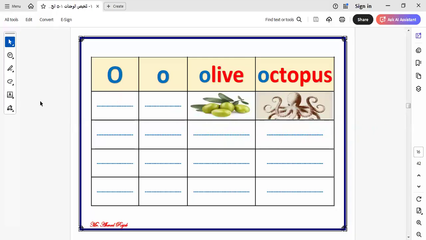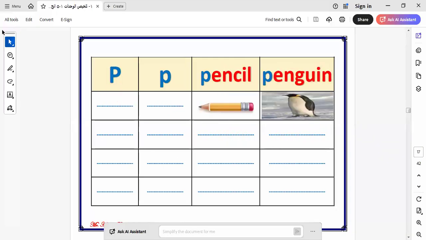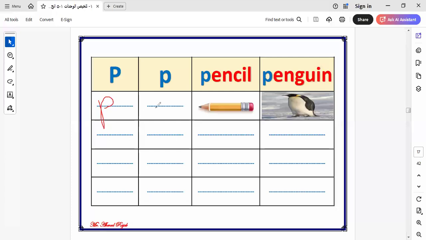Let's go to capital B and small b and know how to write it. Capital B and small b, pencil and penguin. Pencil and penguin. Okay, let's go to another one.